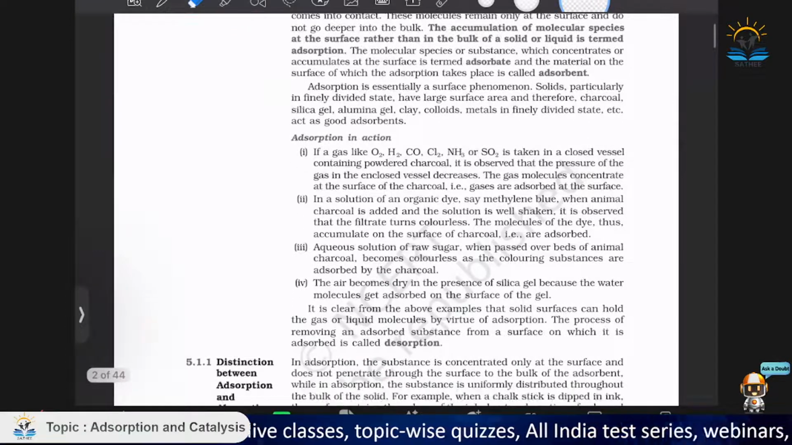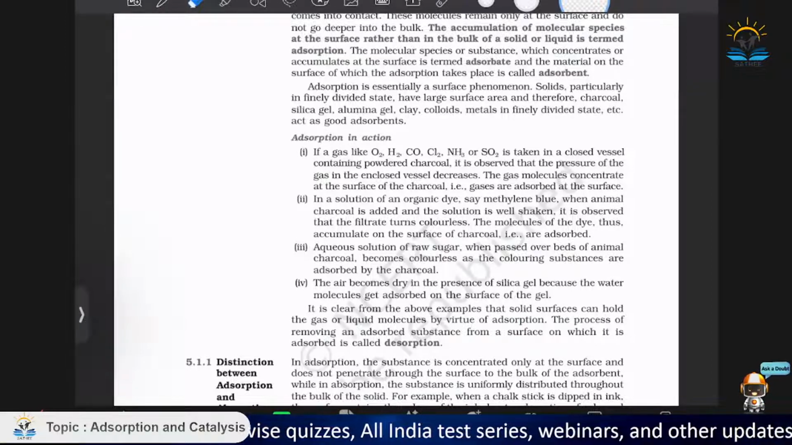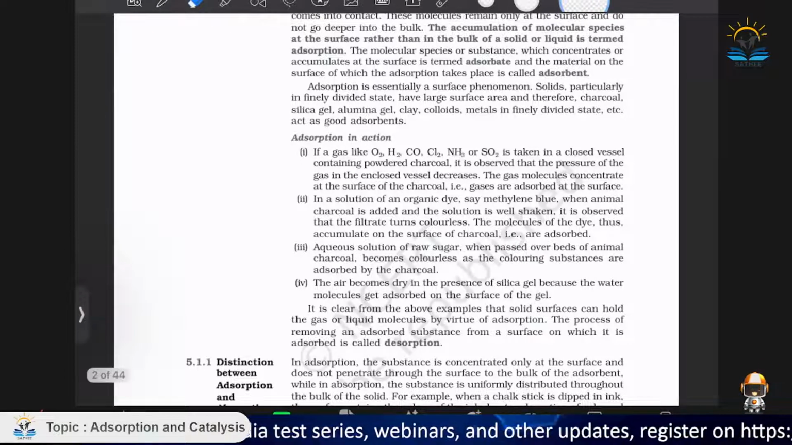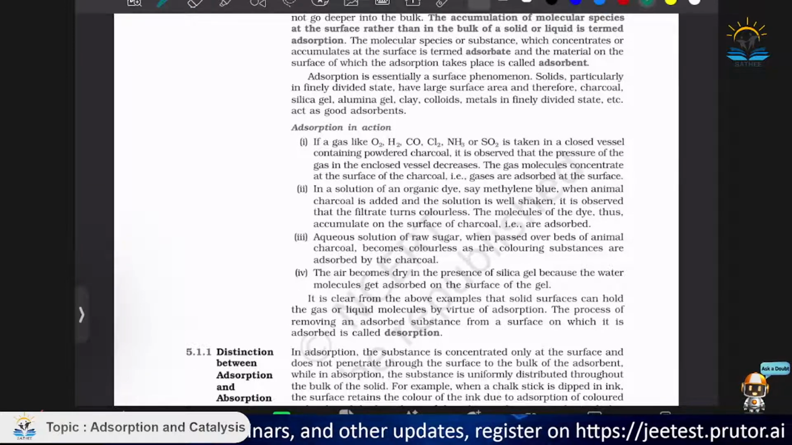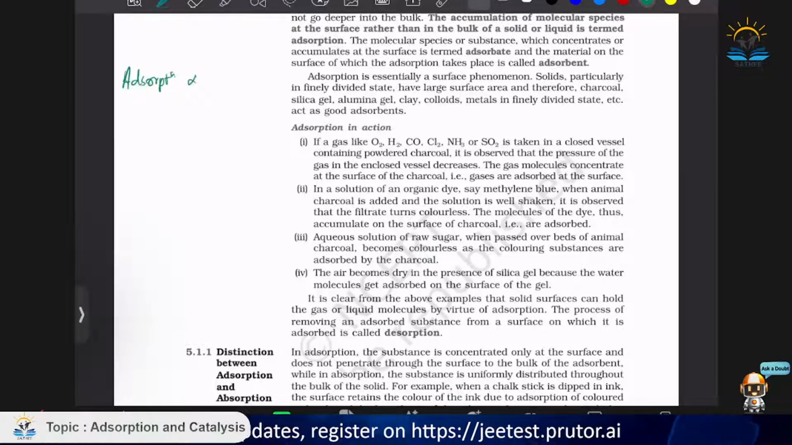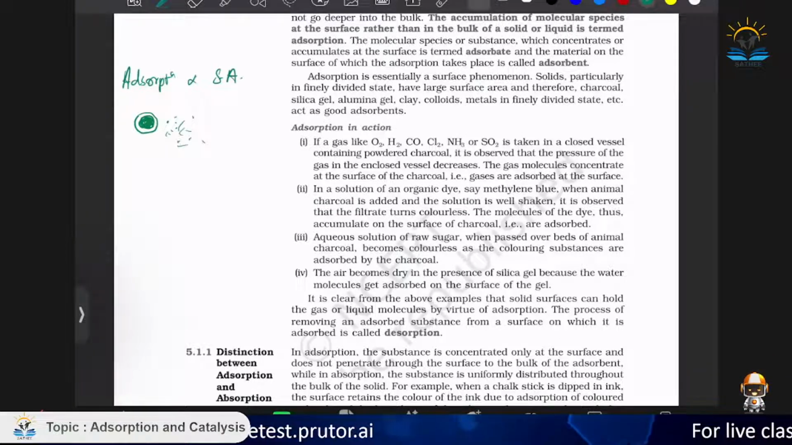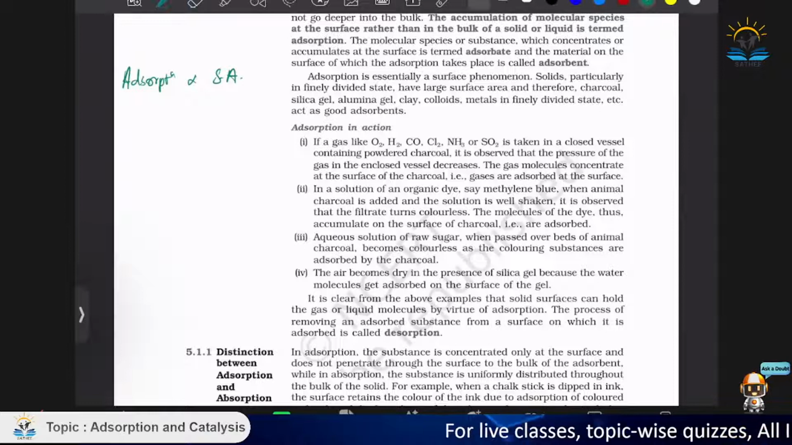Adsorption is a surface phenomenon. Solids have a large surface area in finely divided state, and therefore charcoal, silica gel, alumina gel, clay colloids, and metals in finely divided states are good adsorbents. What you have to remember is that adsorption depends on the surface area. If you take a metal chunk like this, it has only this much surface area. But if you divide it into thousands of chunks, you will have so much more surface area. So metals in finely divided states are good adsorbents.